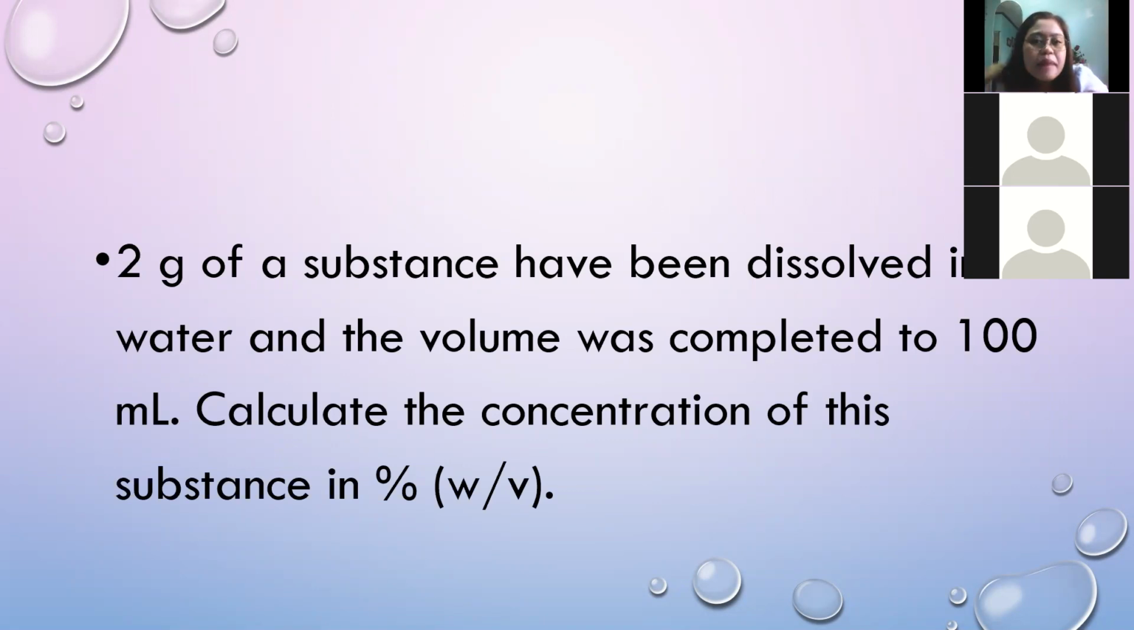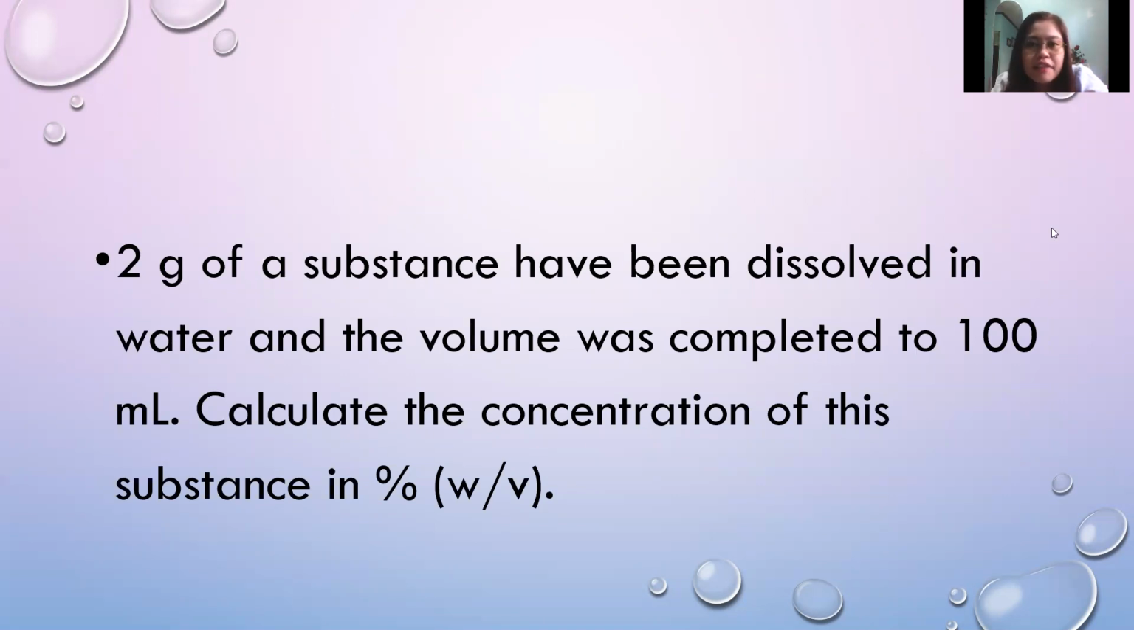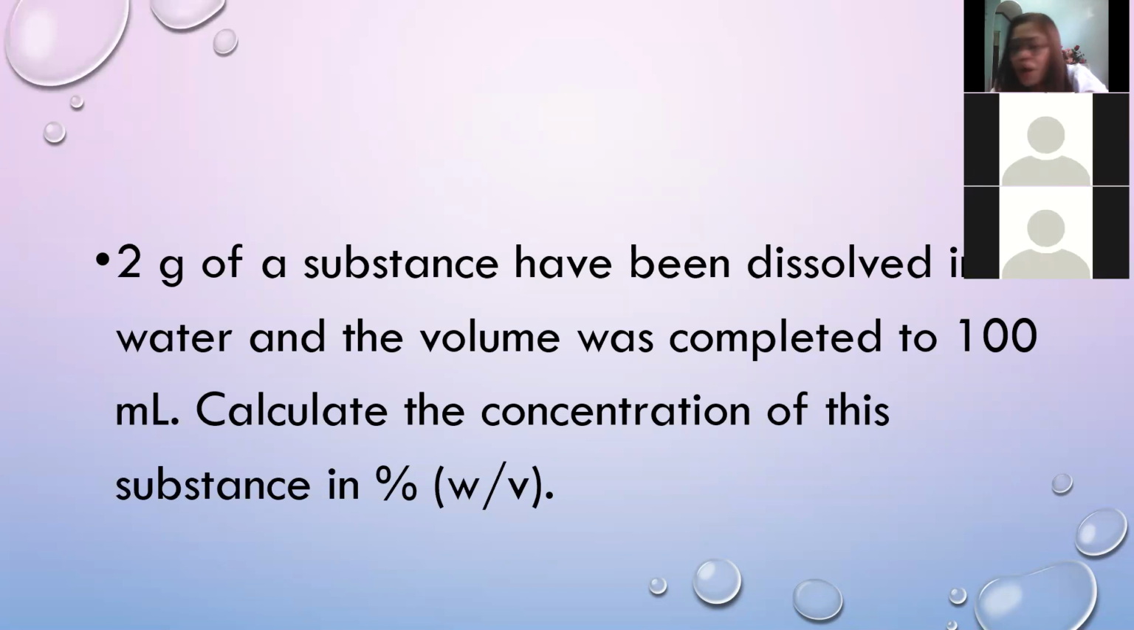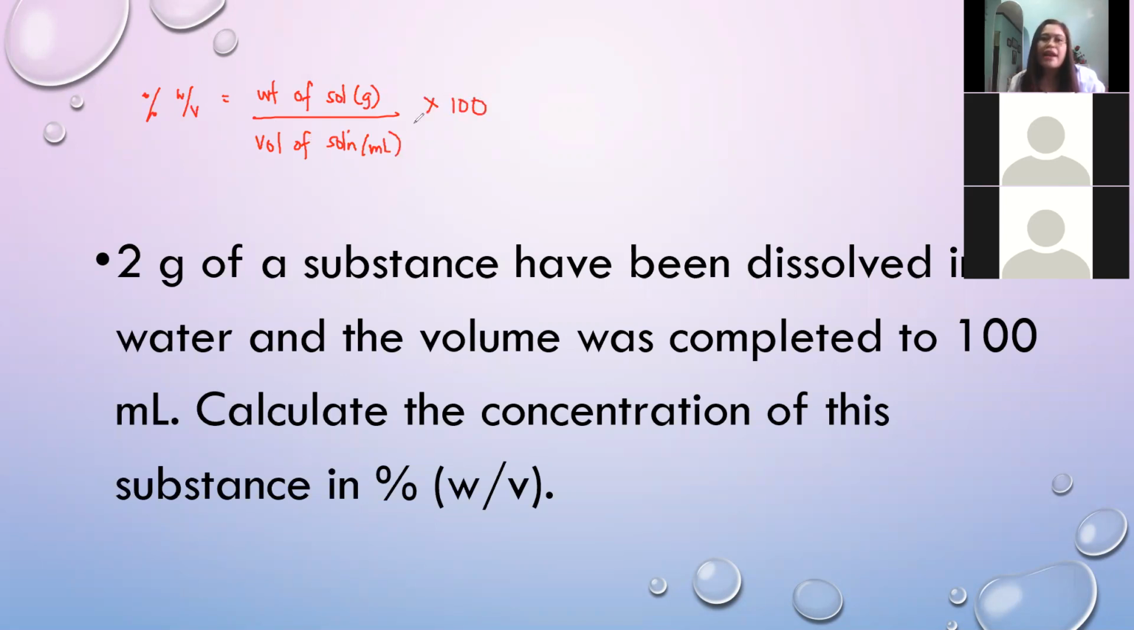Okay, so let's have the first example. 2 grams of a substance have been dissolved in water and the volume was completed to 100 ml. Calculate the concentration of this substance in percent weight per volume. Okay, percent weight per volume. Sa atong formula gani class, pag percent weight per volume, this should be weight of your solute in grams yan siya ha, divided by the volume of solution, and this one in ml times 100.